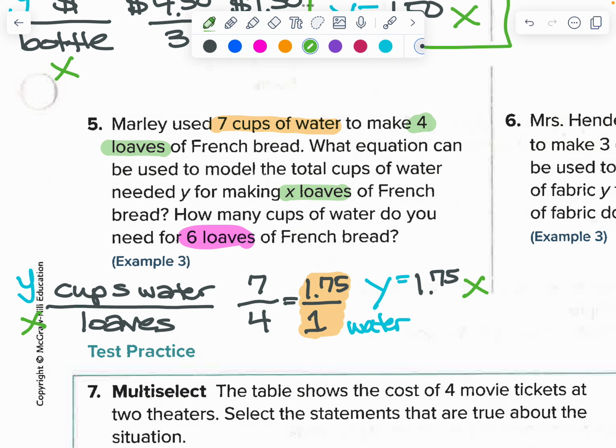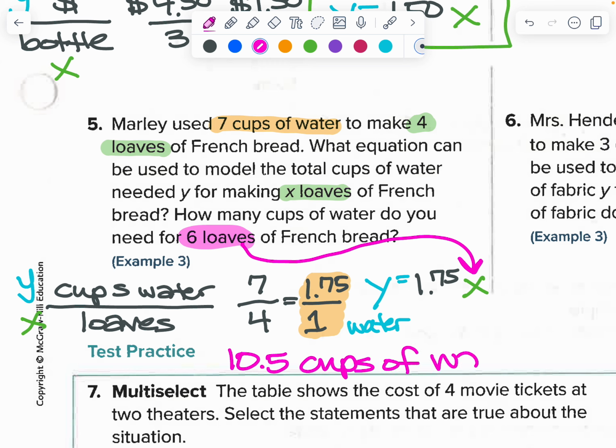All right, so I know that x stands for the loaves. So let's find out if I put a 6 in there. 6 loaves of bread, you need 1 cup and 3/4, 1.75 cups per loaf. Go ahead and multiply that to get your answer. All right, you should end up with 10.5 cups of water will make 6 loaves of bread. Great job. All right, our last problem.